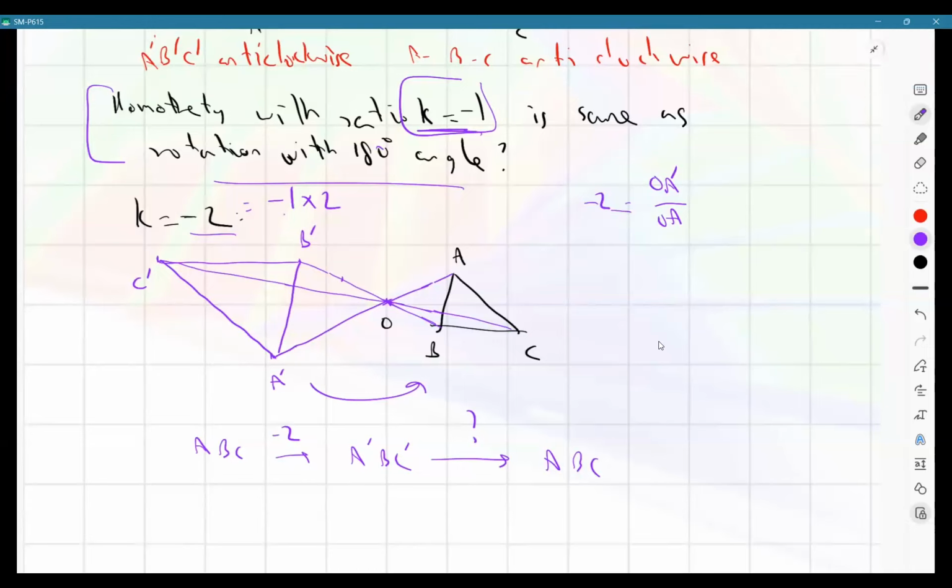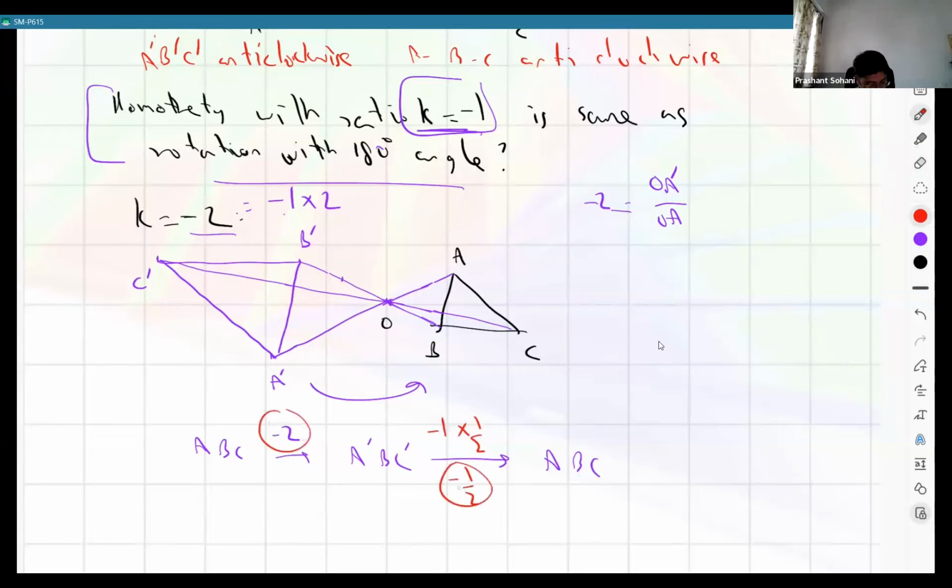-1/2. Yes, -1/2, right? Because in terms of geometry, what I need to do is take the inverse, like invert the triangle and shrink it by half, right? So it is -1 into half, or in other words, -1/2. And you see, these are nicely reciprocal.